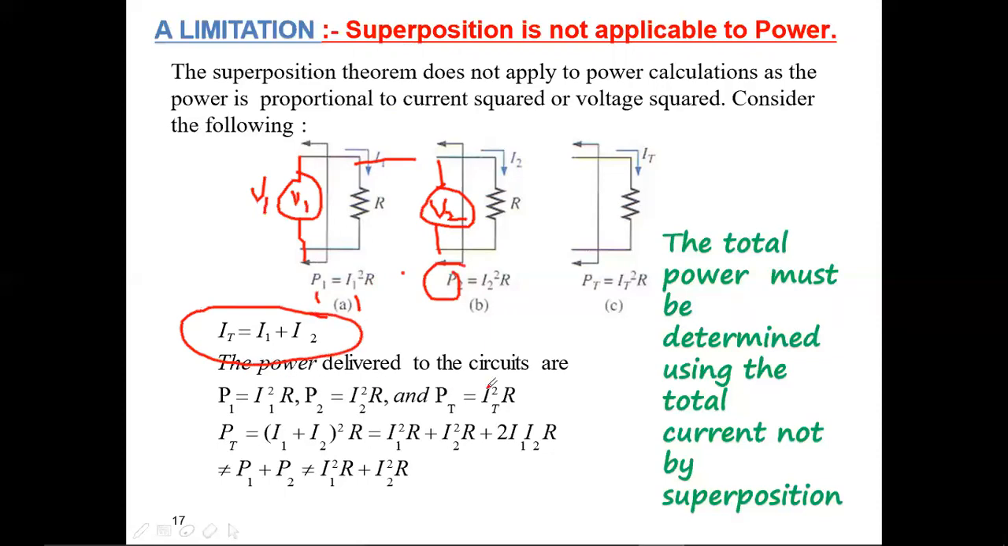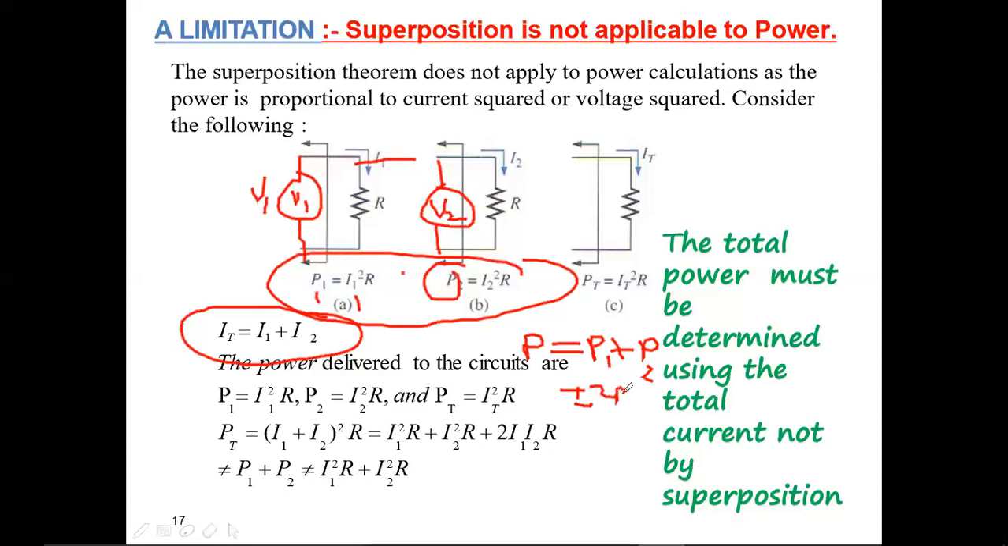The power delivered to the circuits: for the first circuit, P1 is delivered. For the second circuit, P2 is delivered. For the third circuit, PT is delivered. PT means total power. For the total power, you can add P1 plus P2. How much power is consumed by the two different sources? You can use P equals P1 plus P2, meaning P1 is I1 square R and P2 is I2 square R.